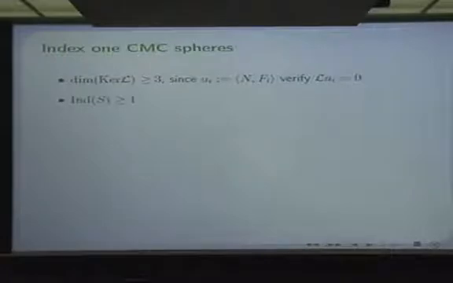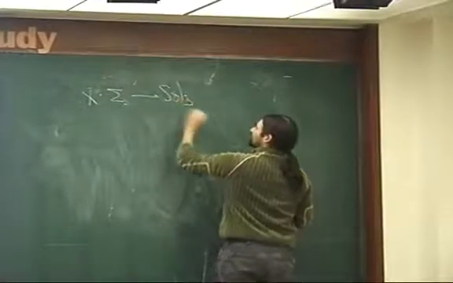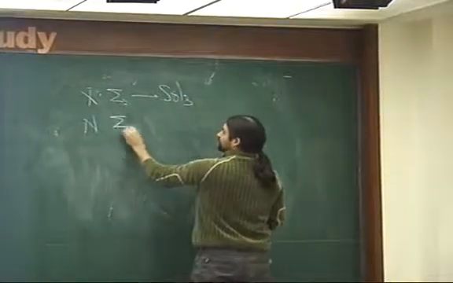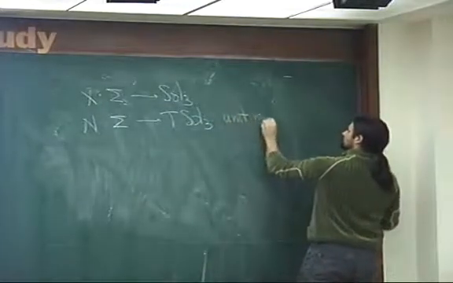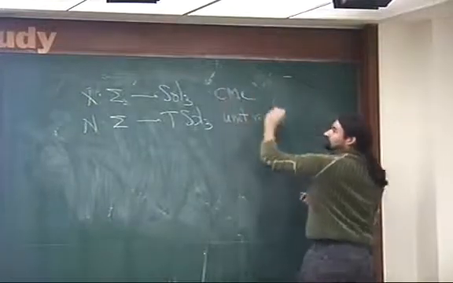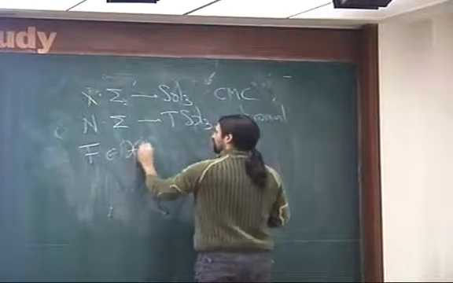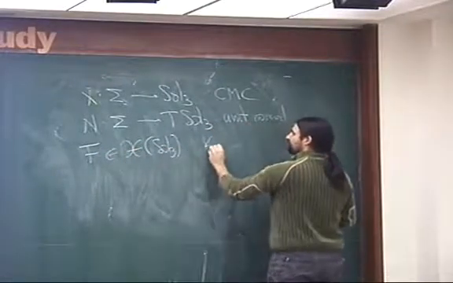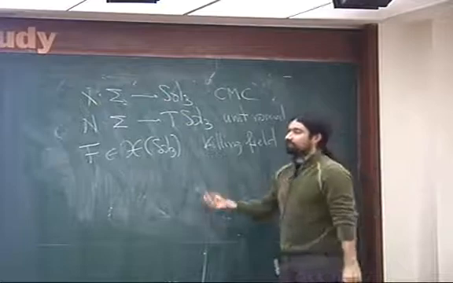For the Jacobi operator, you have a sequence of eigenvalues, okay? But it turns out that the value 0 is always an eigenvalue for the Jacobi operator, and this is because of this. So I have a surface in Sol 3 with constant mean curvature, I take its unit normal N, and I take F, a Killing field. Okay, a Killing field of the ambient space.